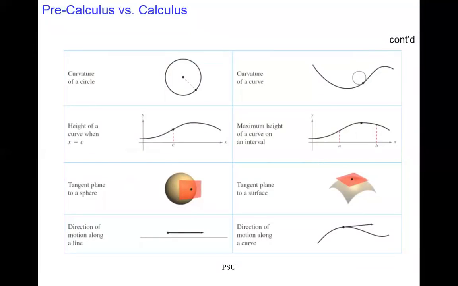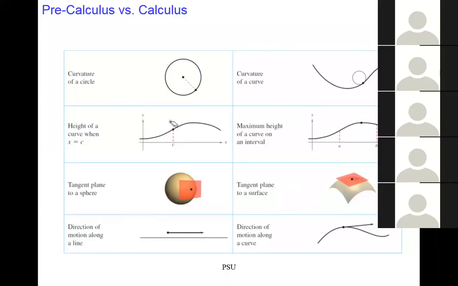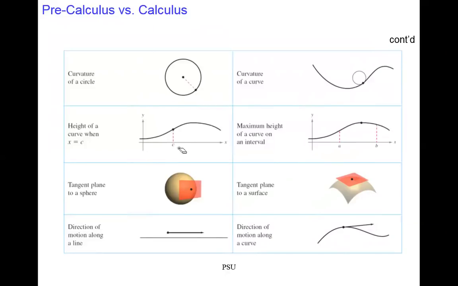And then, we will probably not touch this stuff, but let's say this, the height of the curve when x is exactly c, which is the same as the value of the function from the previous slide. Or we would like to find the maximum height on the given interval. Yeah, how can we find out where the maximum point is? I think calculus will help us.